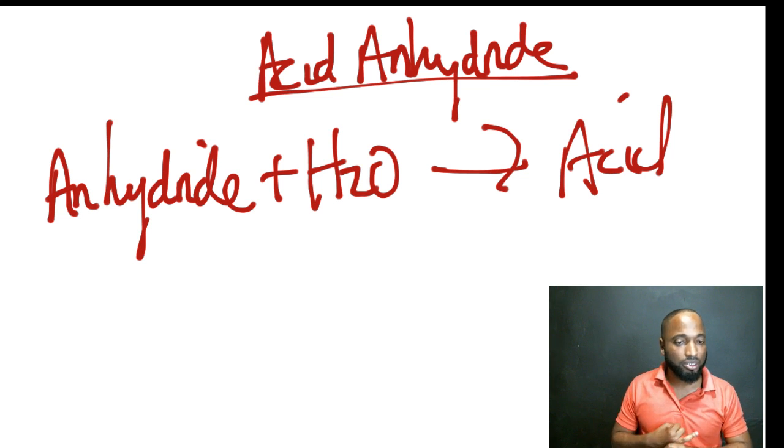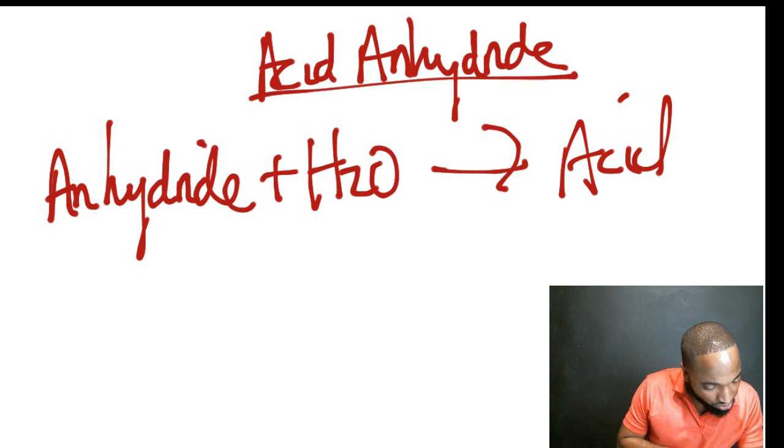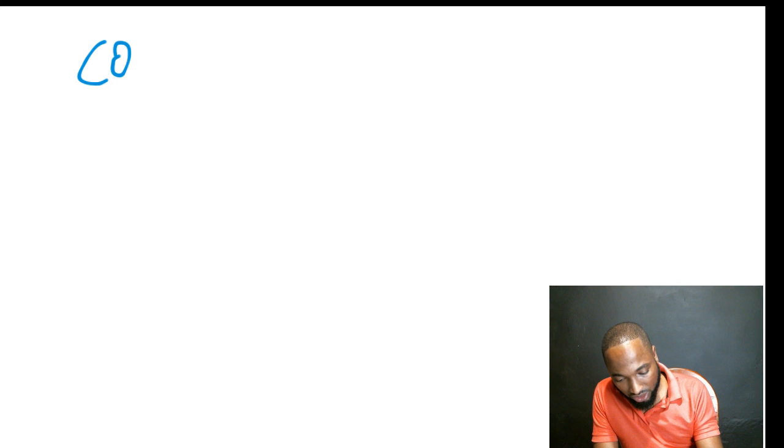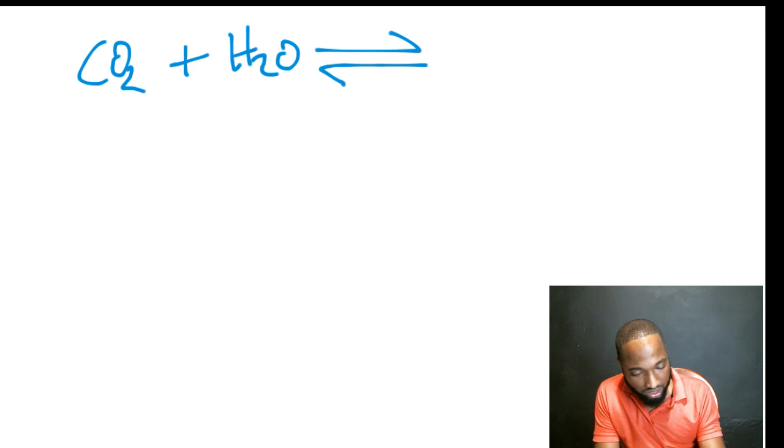So calcium, carbon dioxide, SO3, SO2, NO2. And you should know what each one of them produce. Let's just touch on that very quickly. So like CO2 plus H2O, and this is the area I use. Reversible H2CO3.